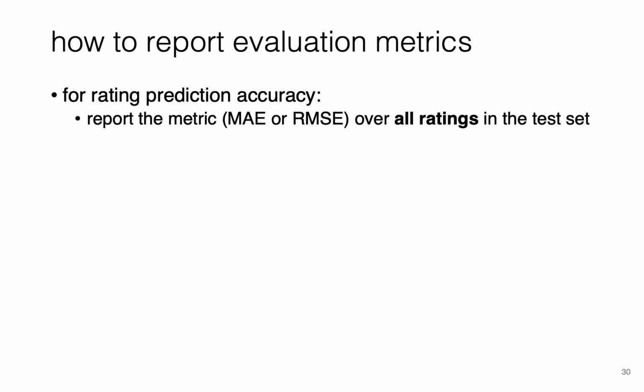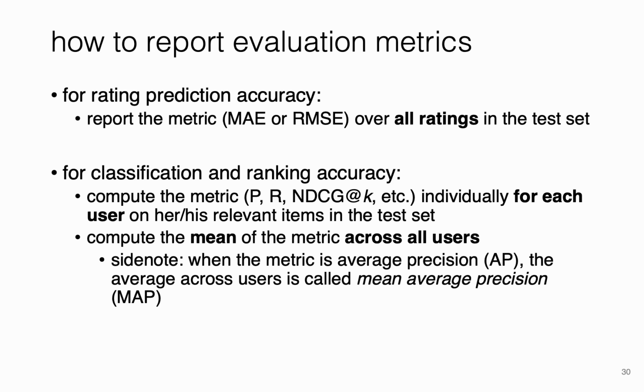Next thing on the agenda is how to report the evaluation metrics. For rating prediction accuracy, we should compute the metric like MAE or RMSE over all ratings in the test dataset. For classification and ranking accuracy, we compute the metric for each user individually. Then we compute the mean metric across all users. This is the value we report.